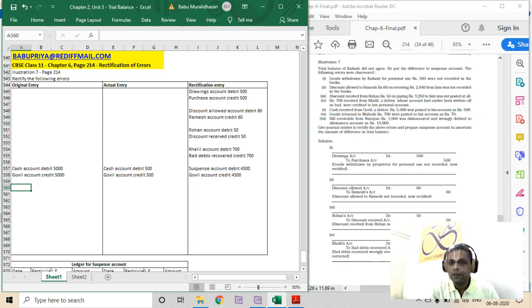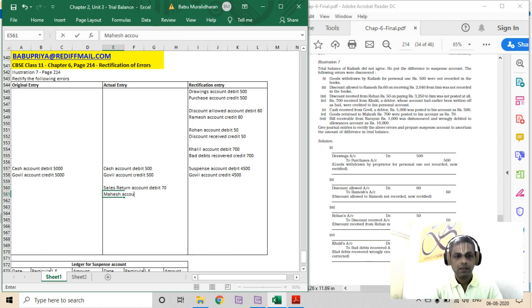Goods returned to Mahesh, rupees 700, were posted to his account as rupees 70. Goods returned to Mahesh means sales return. Sales return account debit, Mahesh account credit 70. Sorry, goods returned is purchase return, right? I'm making a mistake here. So Mahesh account debit 70, purchase return account credit 70.